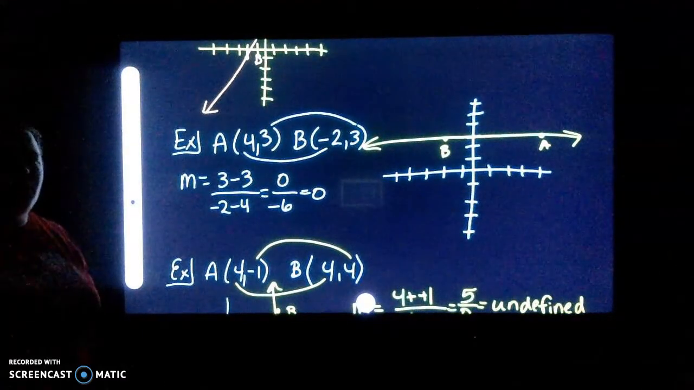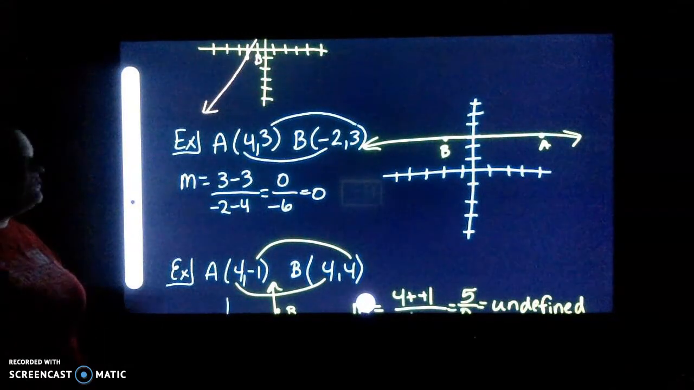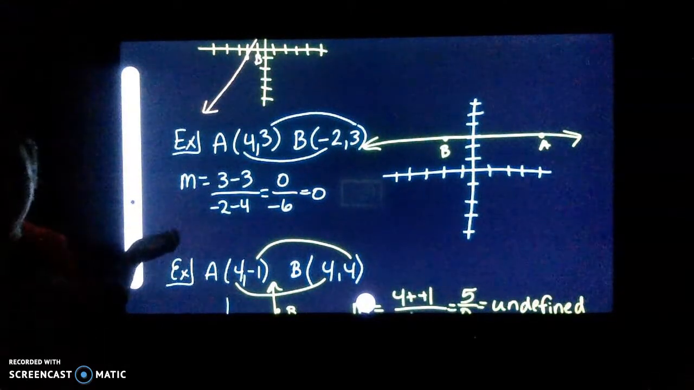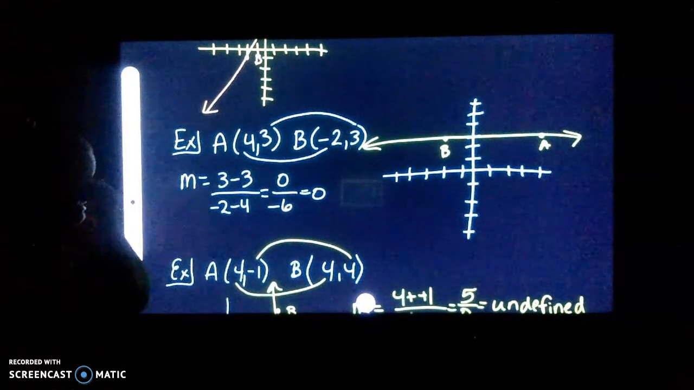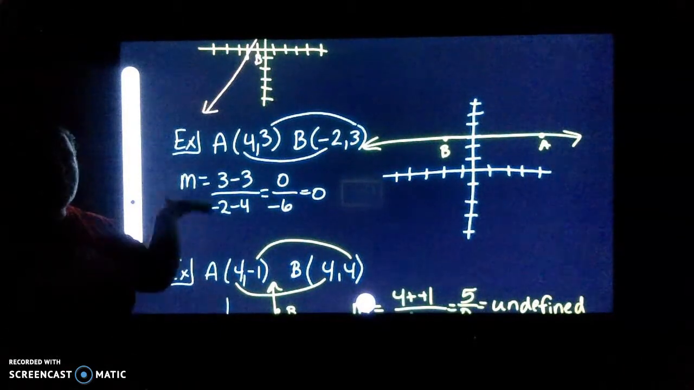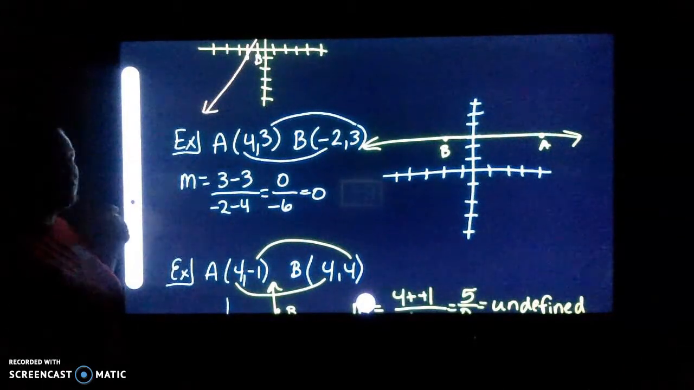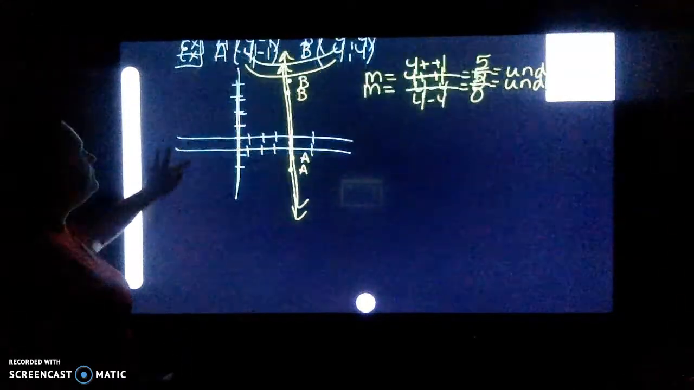What about in this example? What did I notice about my 2 points? Well, they had the same y value, which means, since it gave me a horizontal line, that any 2 points that contain the same y value are going to be a horizontal line, which is a slope of 0. Okay, so just some nice little pieces of information.